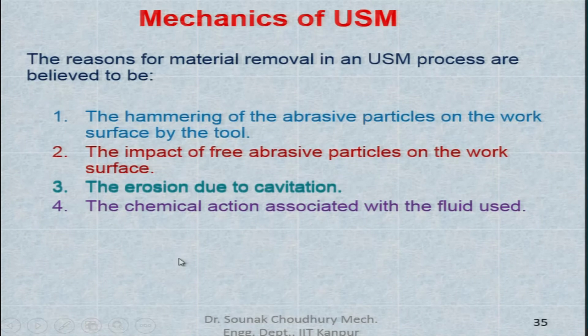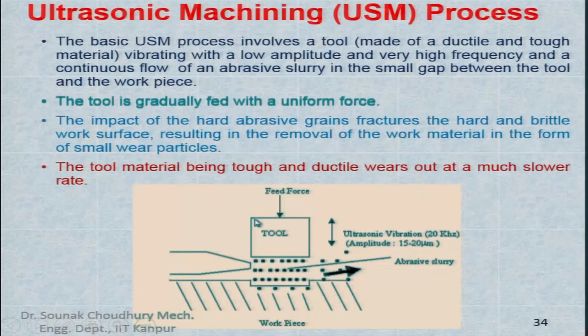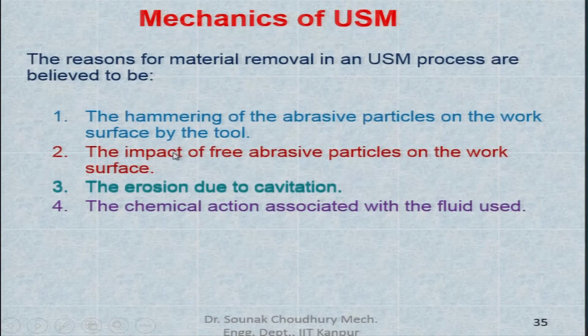Mechanics of ultrasonic machining: the reasons for material removal in ultrasonic machining processes are believed to be these four mechanics. One is the hammering of the abrasive particles on the work surface by the tool. Here we have the abrasive particles being hammered because the tool is imparting a certain vibration to each of these particles.